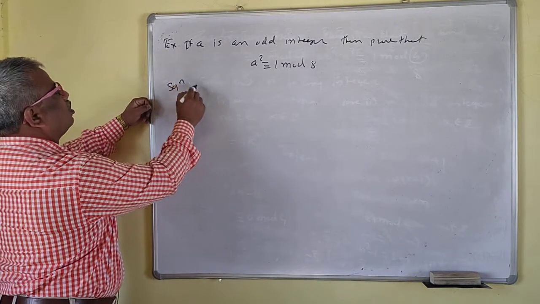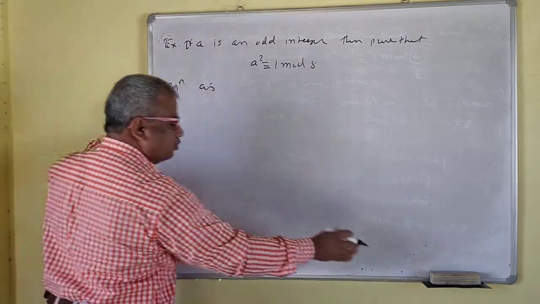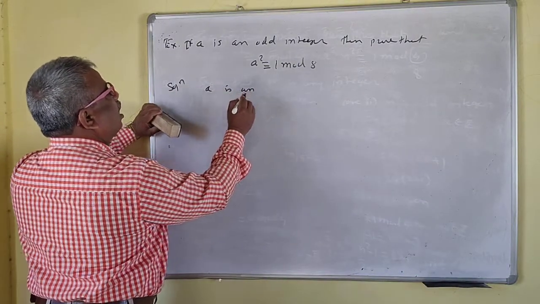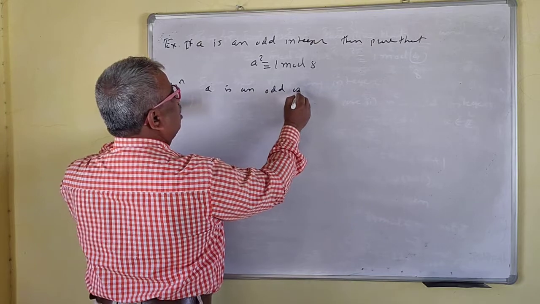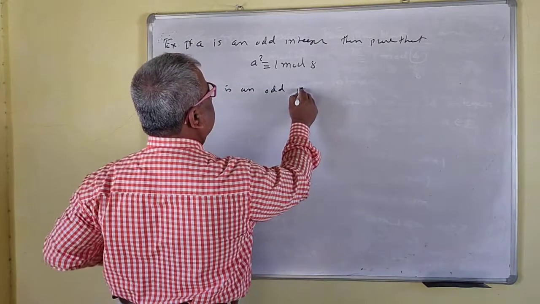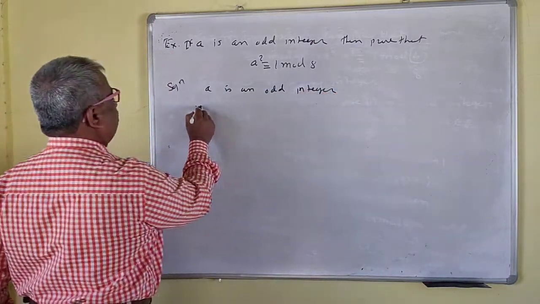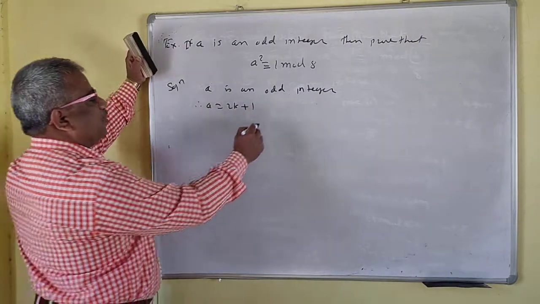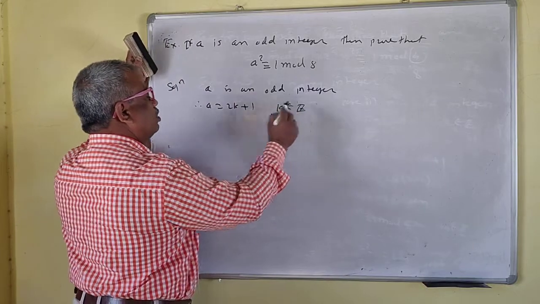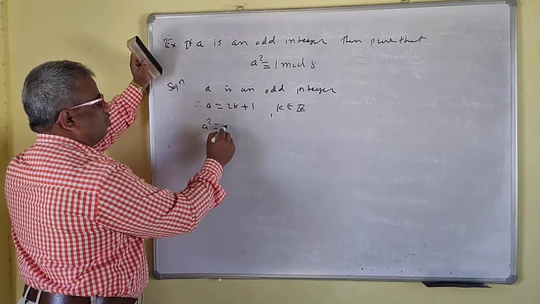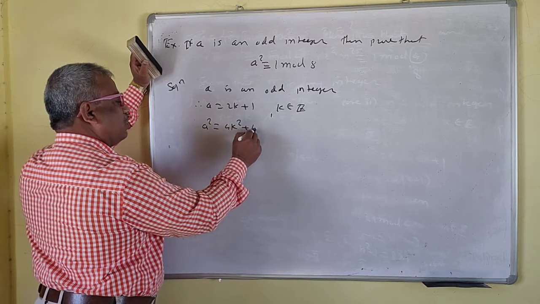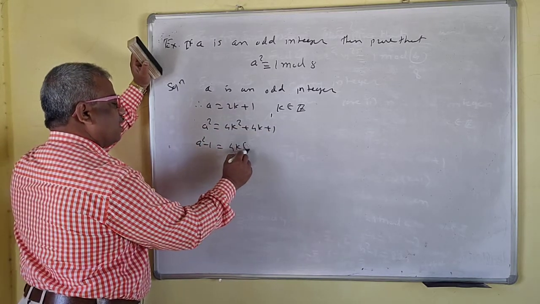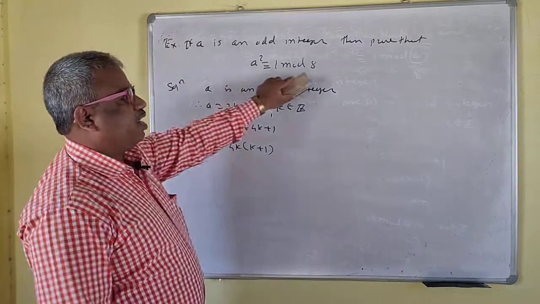Solution. A is an odd integer, therefore a is equal to 2k plus 1, where k belongs to Z. Now we take a square: 4k square plus 4k plus 1. I will shift a square to this side and take 4k common, k plus 1. I want 8 here now.